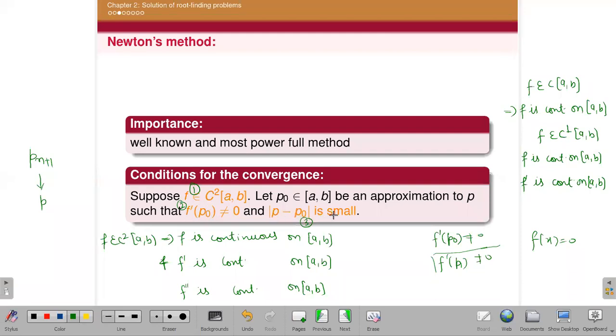And P minus P naught should be small. P minus P naught means P is your exact value and P naught is the initial guess. So you take your initial guess very close to your P value. Now you will ask, ma'am, P is unknown to us, then how can we take P naught very near to P?